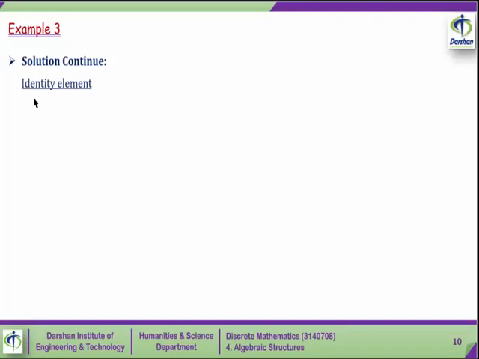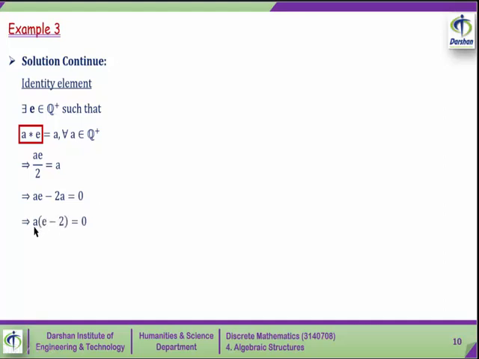Now third property, which is identity element. So by definition there exists E from Q plus such that A star E is equal to A. This property is valid for every A from Q plus. Here E is called an identity element of Q plus. So by definition A star E is equal to A into E by 2. So AE by 2 is equal to A, implies AE minus 2A is equal to 0. Now we take A as common, then A into (E minus 2) is equal to 0.